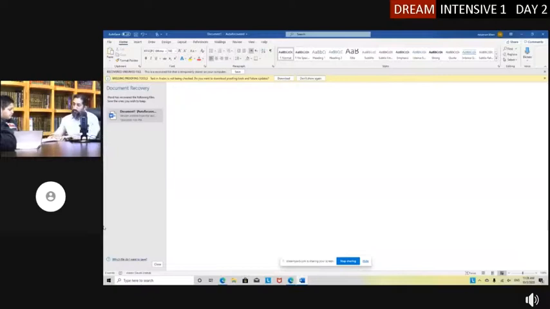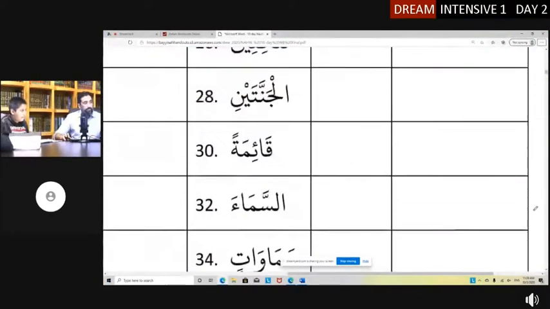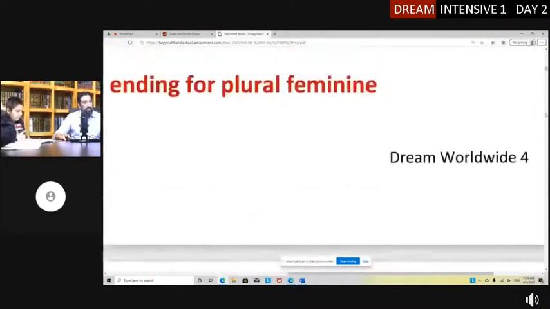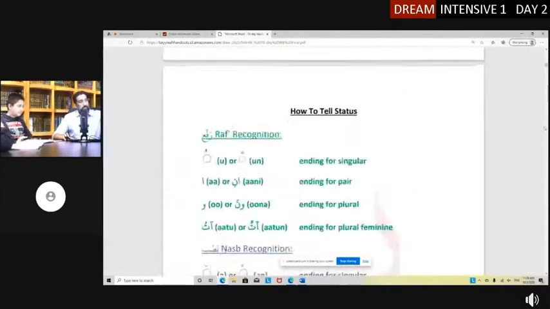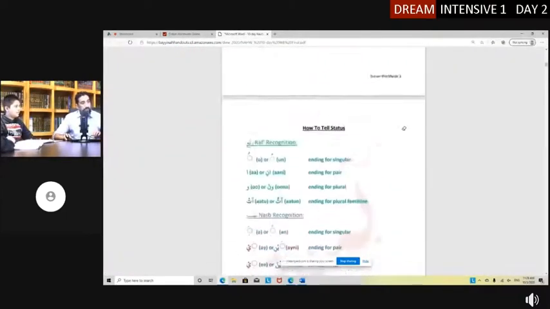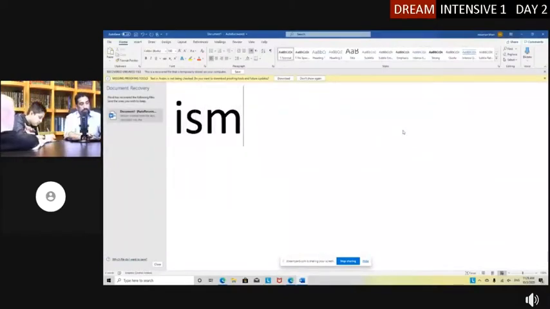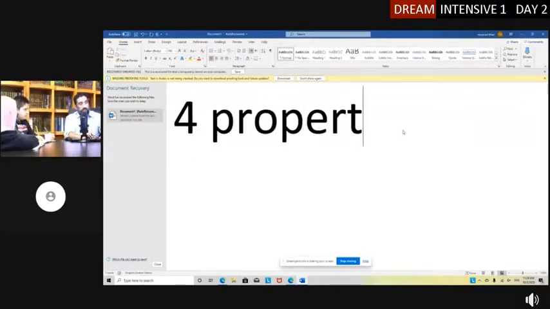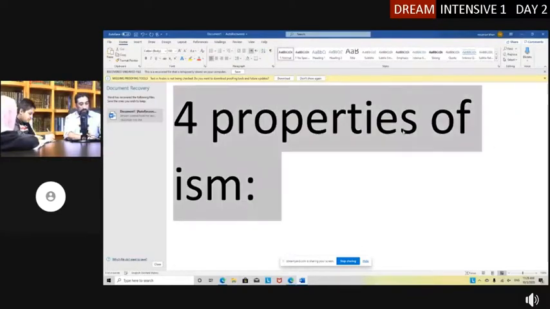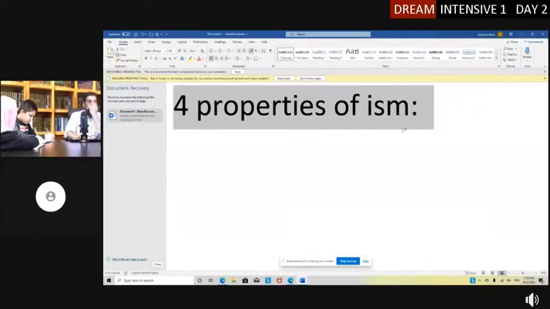right here. Okay. This is page what? That is 1, 2, 3. This is the page right after page 3. So I'll open it up here too. Page 3. How to tell status. How to tell status, right? So what I'm going to write on top is four properties of ism. Now write this down. Four properties of ism.